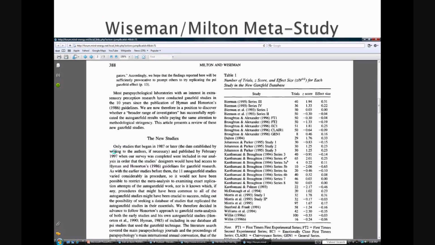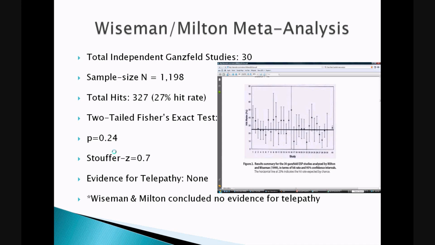The Wiseman-Milton meta-study consists of a total of 30 independent studies done by different researchers. The meta-study has a total of 1,198 Ganzfeld sessions with 327 hits in total. According to their meta-analysis, they found non-statistically significant evidence for telepathy. The p-value for this meta-analysis is 0.24 with a Stouffer Z calculation of 0.7. Given that the p-value was not statistically significant at the 0.05 level, Wiseman and Milton concluded that there was no evidence for telepathy. However, a closer look at the meta-analysis shows this was in fact wrong.